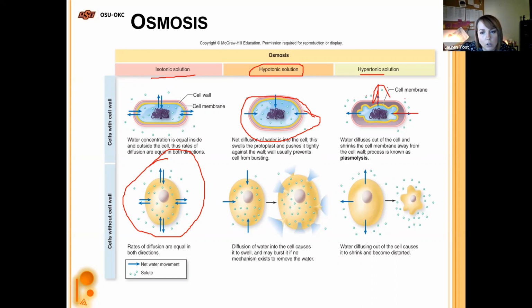Now, here's introducing this concept of plasmolysis, whichever way you want to read it. The water goes out and shrinks it, and the cell membrane, the inner membrane in bacteria, right? It's going to shrink away from that cell wall in bacteria. And that's called plasmolysis.